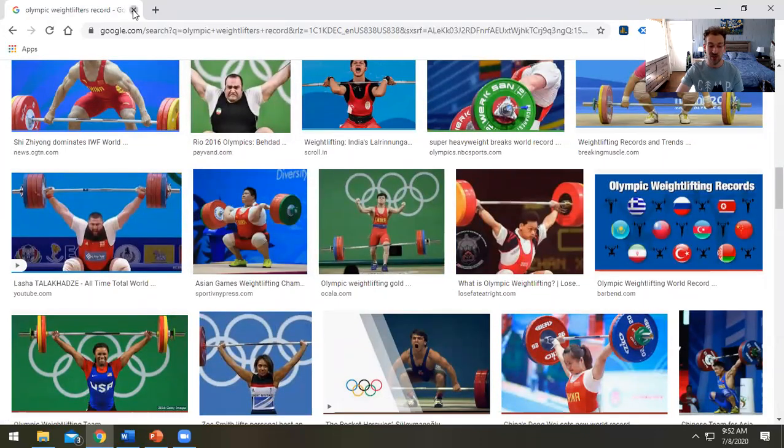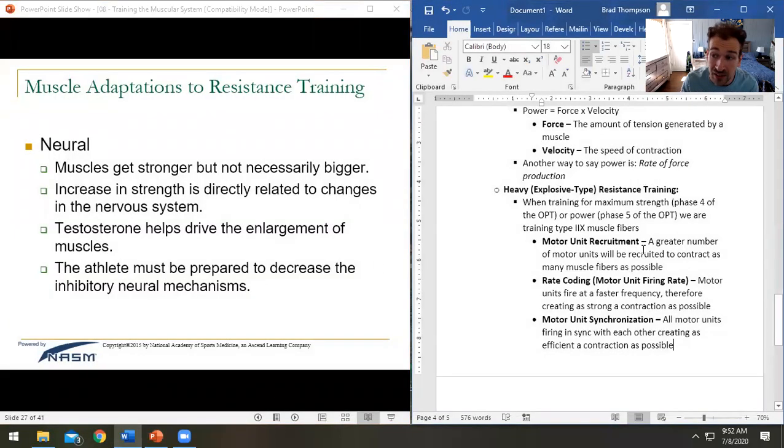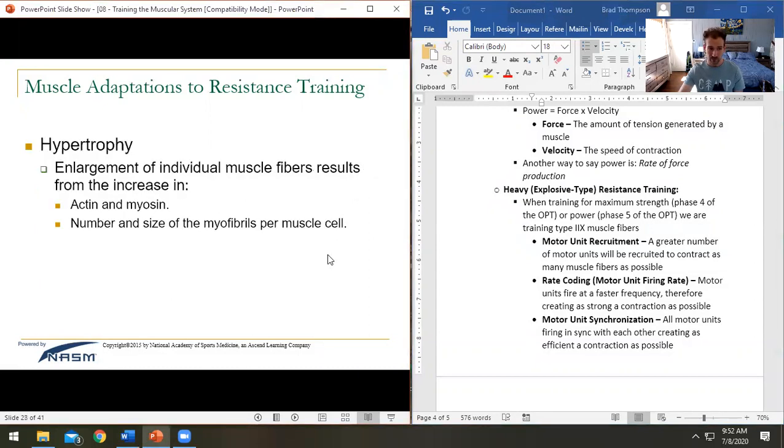What's strong in that individual is not necessarily the number of muscle fibers they have, it's the efficiency of their nervous system. That's what's really strong. So there are neural adaptations: your muscles will get stronger, but they won't necessarily get bigger. An increase in strength is definitely dependent on your nervous system. For instance, if you have low testosterone, you may not experience hypertrophy of your muscles, but you might instead experience an increase in their strength. So there are definitely things that are going to happen there.